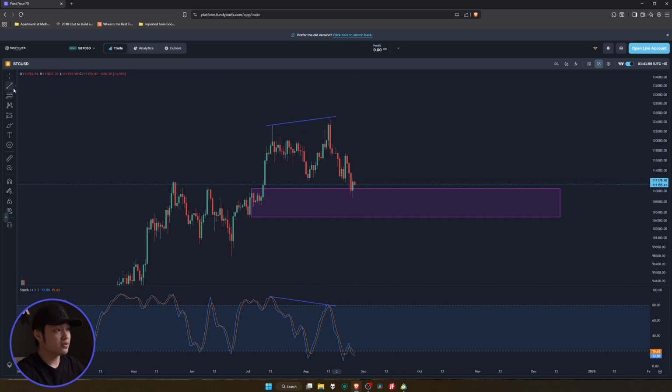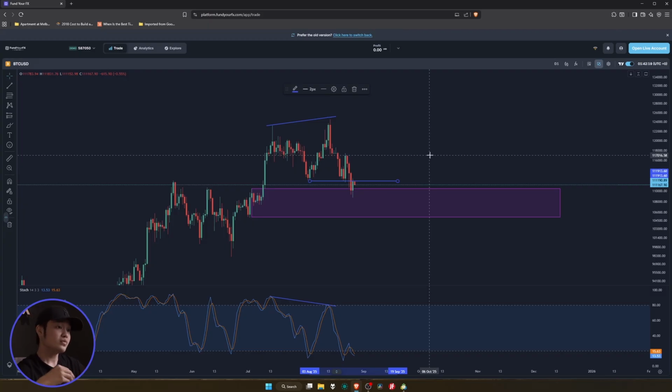And right now, we have confirmed that Bitcoin has already created the change of character or behavior change. In this period, we can get the idea that Bitcoin itself is going to move in the bearish momentum rather than the bullish structure.